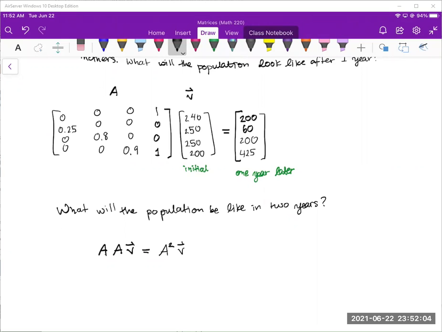Okay, so this will be A times 200, 60, 200, 425. And it produces a population of 425, 50, 48, and 605. Alrighty, good job.